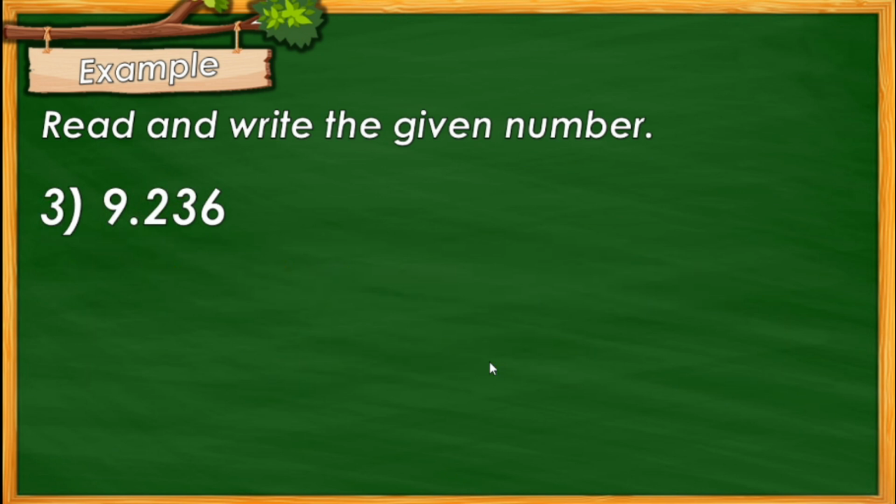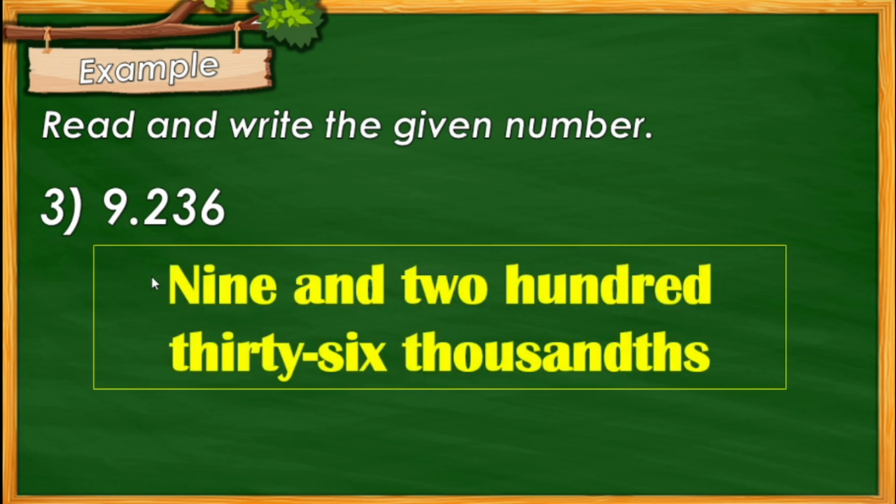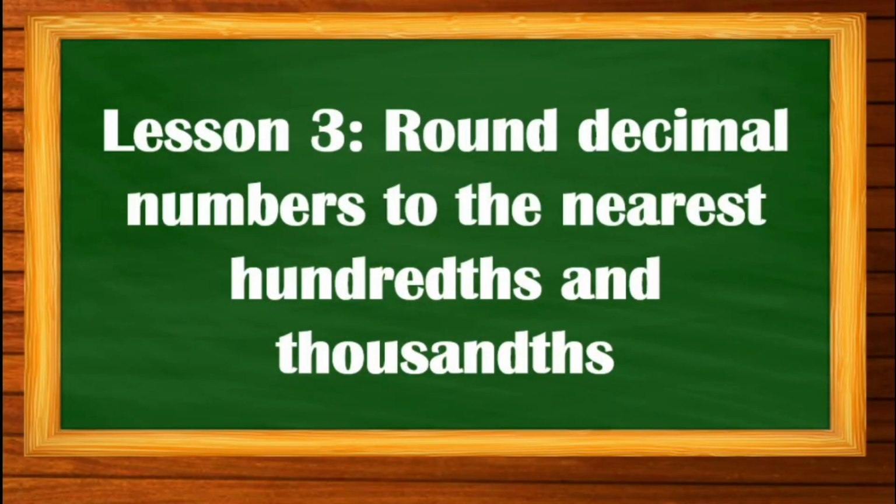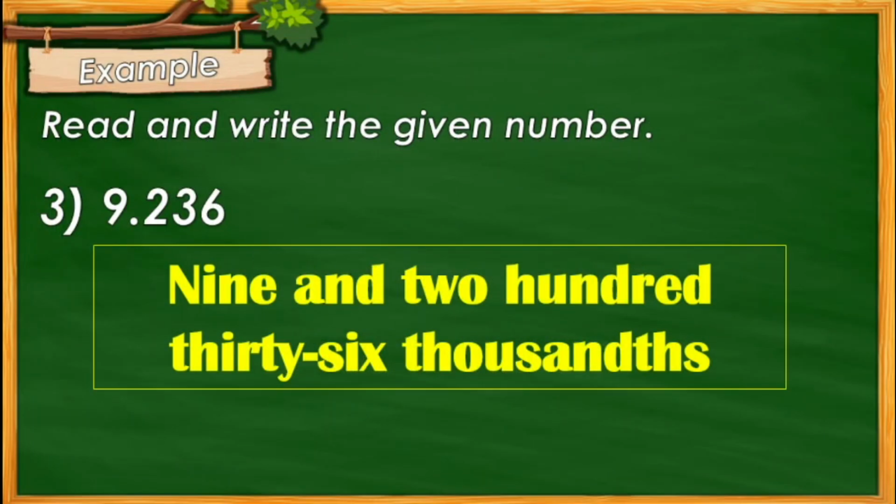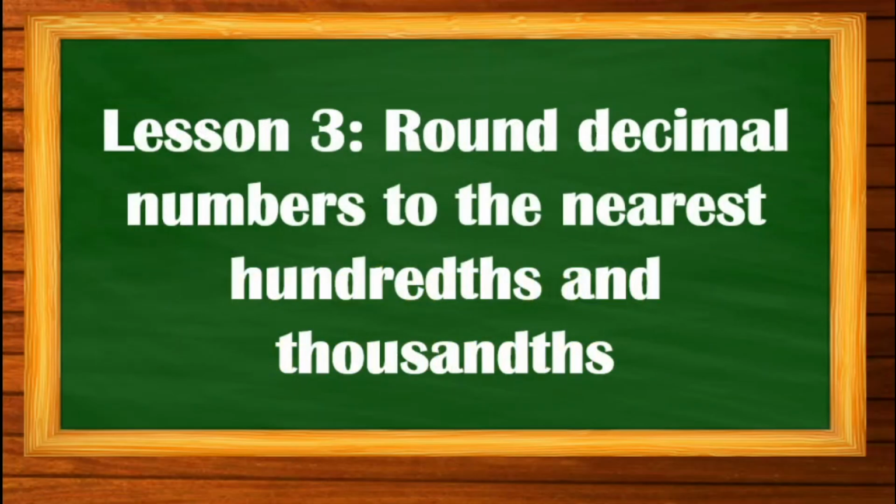Next, we have 9 and 236. The highest place value is thousands. Next, okay, so I hope you already know how to read and write the given decimal numbers. Let's proceed to our last lesson for today. So we have rounding decimal numbers to the nearest hundreds and thousands.